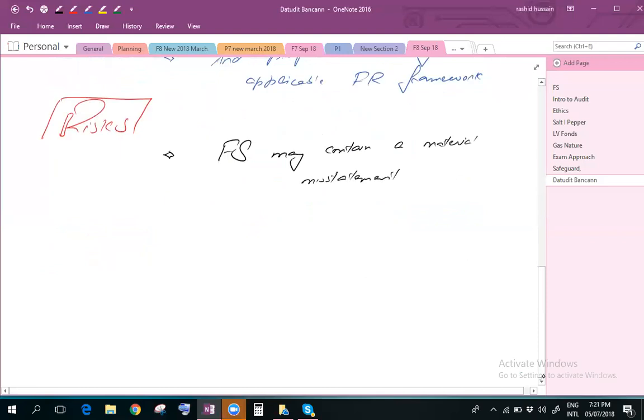Because if you are not thinking like an auditor, and you are not being skeptical, then obviously you are not going to find those misstatements. So first of all, you have to keep in your mind that the financial statements may contain a material misstatement. And the second risk is that the auditor may not detect material misstatements.